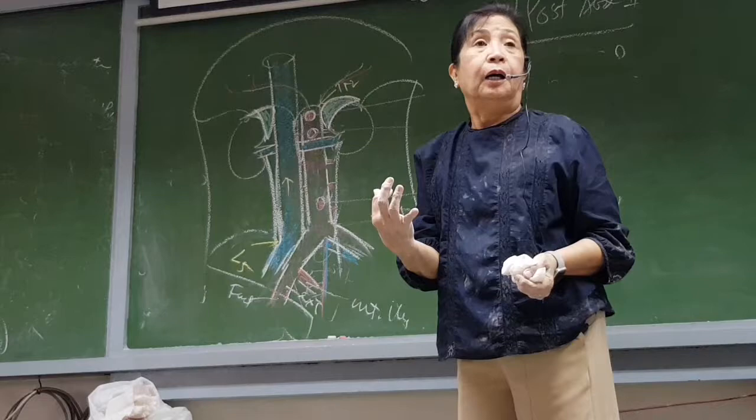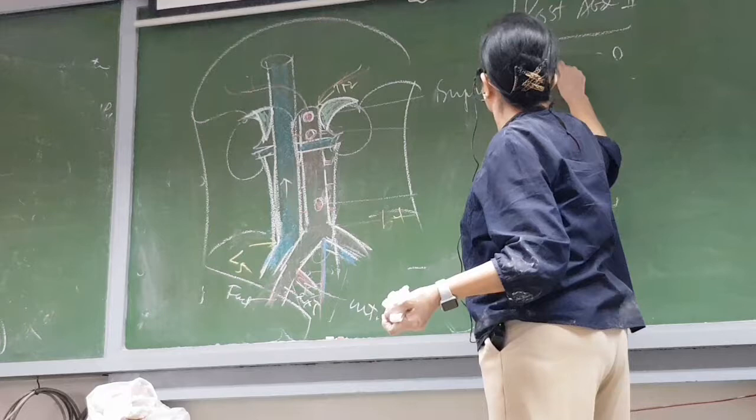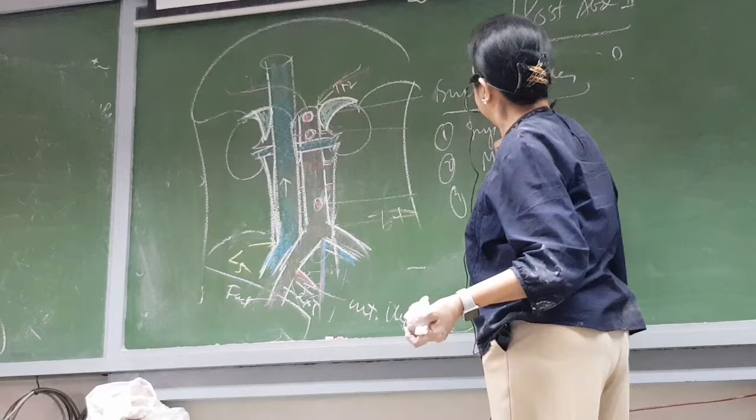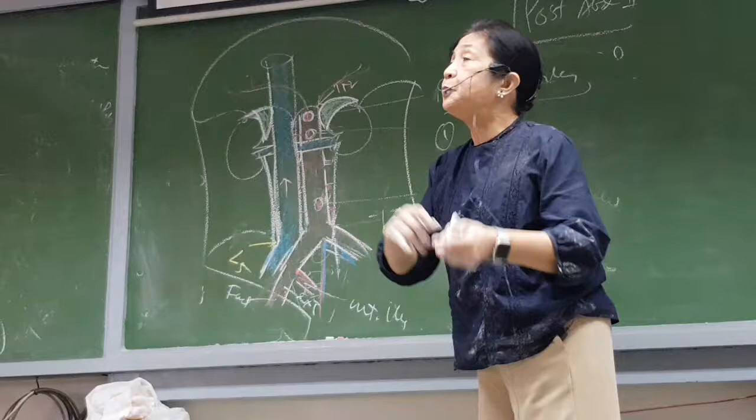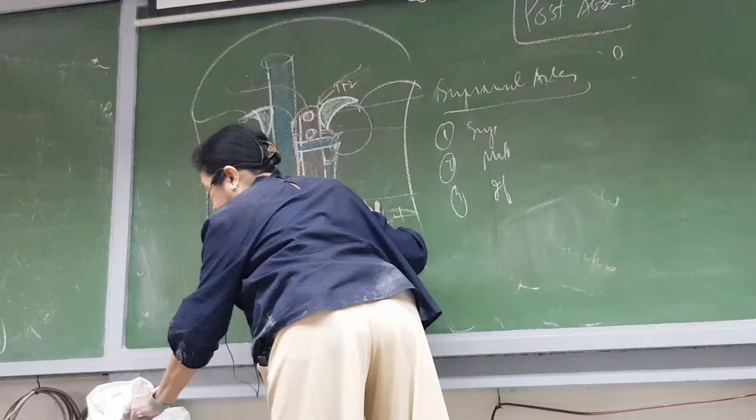Paano ngayon makakarating yung hormone galing sa pituitary papunta dyan? It will be through arteries. Suprarenal arteries. And suprarenal arteries, tatlo siya. Superior, middle, and inferior. Okay? Right? Tapos gagawin na nung suprarenal gland yung hormones niya. Lalabas na yon through veins. Okay? So you have three of these, superior, middle, and inferior.